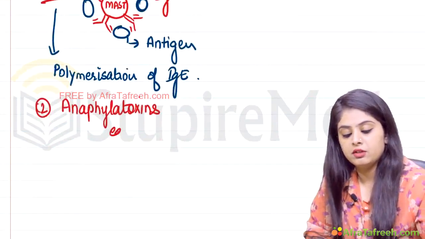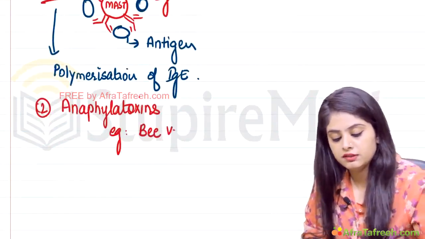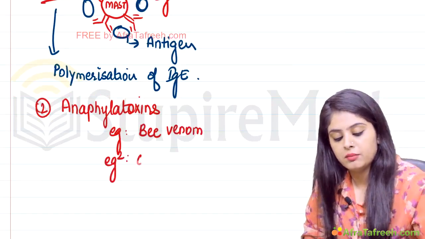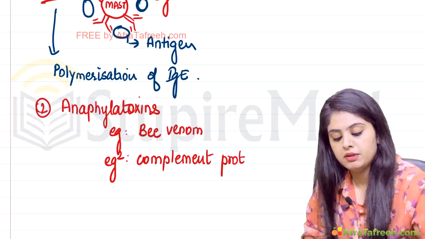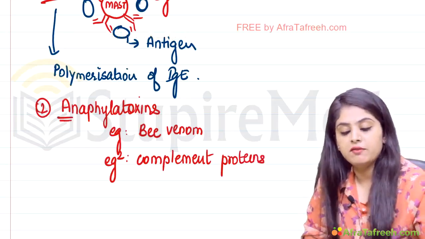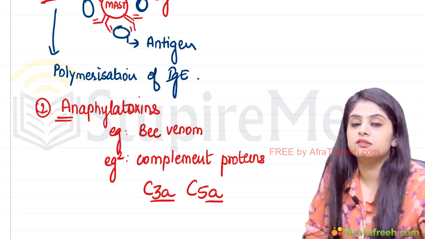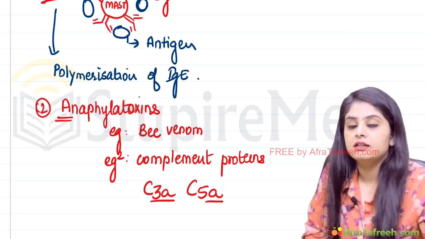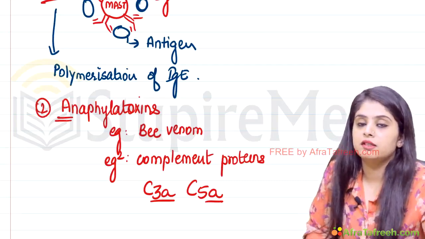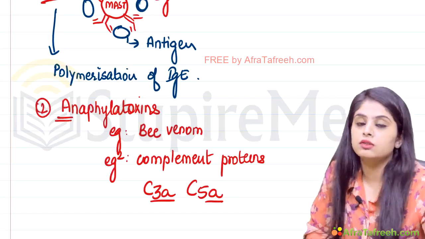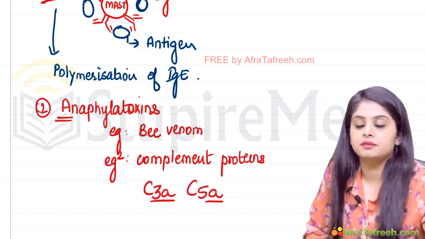Anaphylotoxins, examples include bee venom. This also includes another example of complement proteins. And how can you remember these complement proteins? A for anaphylotoxins, C3a and C5a for anaphylotoxins. So all the A molecules, C3a, C5a, A for the complement proteins, the subgroup A, and A for anaphylotoxins. In response to anaphylotoxins also, the mast cells get activated.